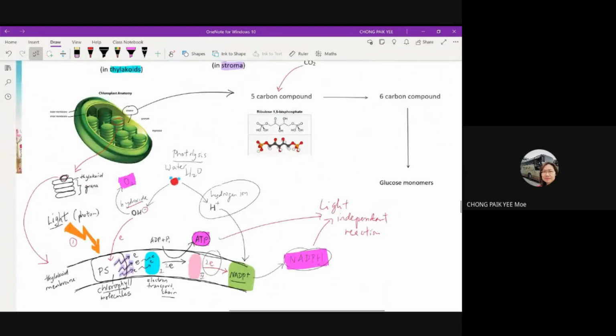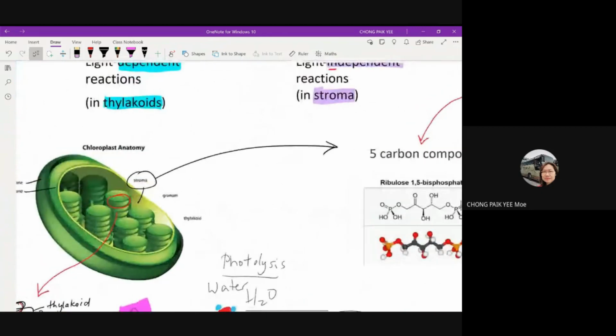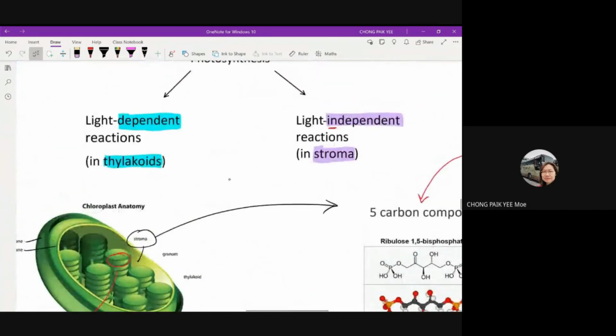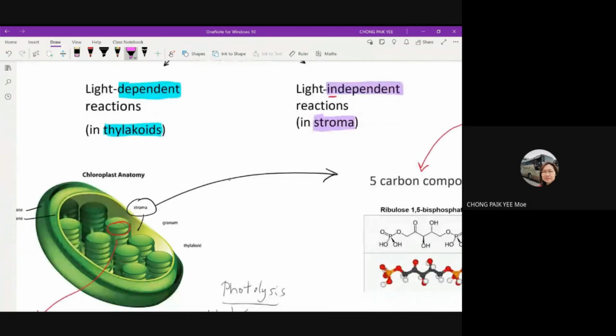Now let's look at this one. This second part is called the light-independent reaction. It actually happens in the stroma. So the stroma is the liquid component inside the chloroplast. The first part was in the thylakoid. Now you see here, this is the liquid component. Let me highlight this, stroma. You see this part. Everything that is surrounding the thylakoids, that is the liquid component.